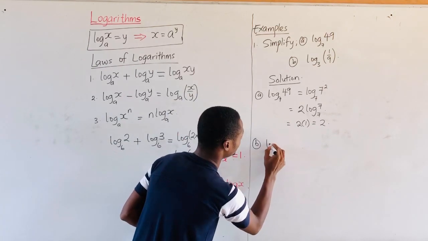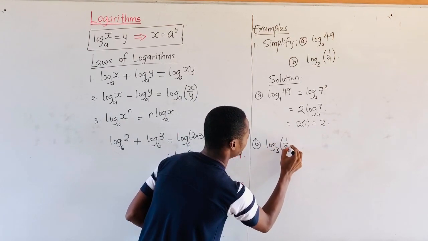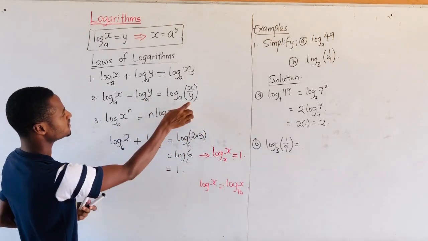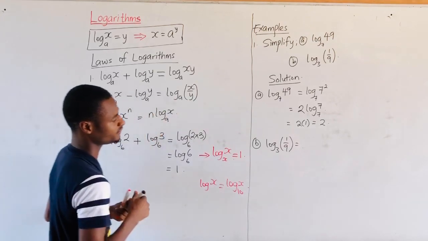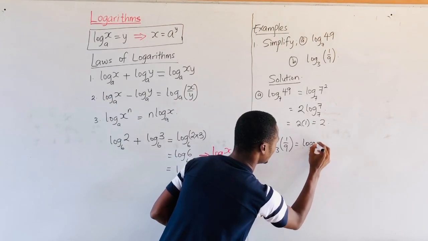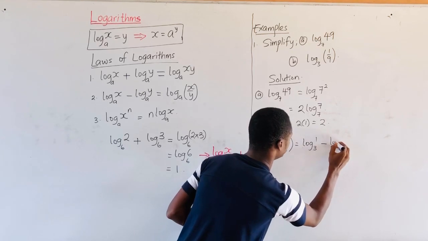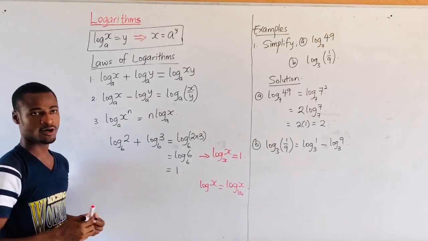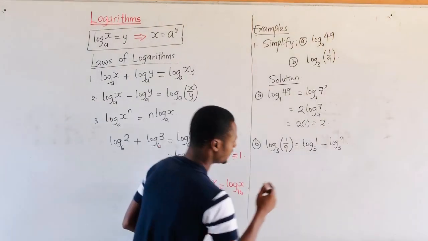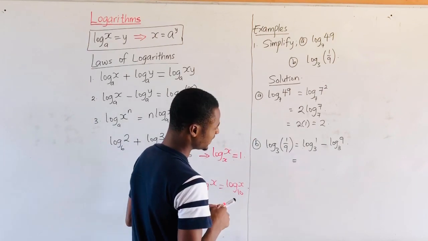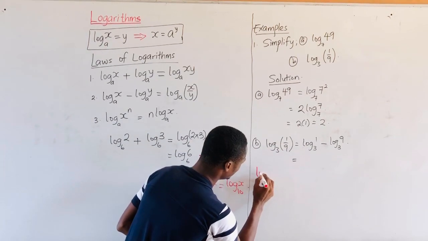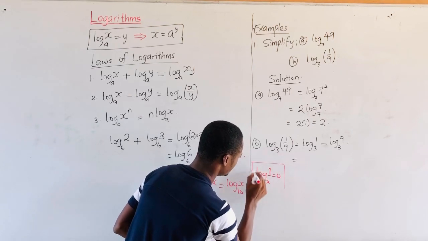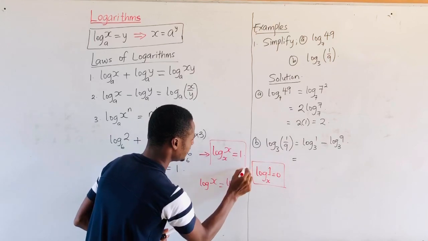That gives us log 1 over 9 to the base 3. This can be expressed using the second law of logarithm as log 1 to the base 3 minus log 9 to the base 3. Check carefully from the second law of logarithm. And then from this, there is another property which says that log 1 to any base is equal to 0.